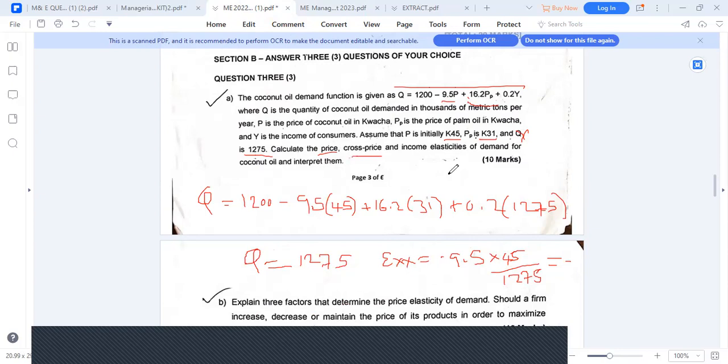How about cross price elasticity? You get 16.2. I still strongly believe this was supposed to be Y because they also asked for income elasticity. You get what I'm trying to say? Are we following? I still strongly believe this was supposed to be Y because they can't ask you for income elasticity. So you raise your hand to find out clarity from this part here. Because after you substitute all these, you get a quantity, then you're going to use the partial derivatives of what we're doing.